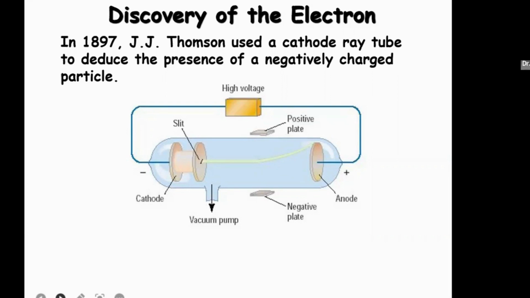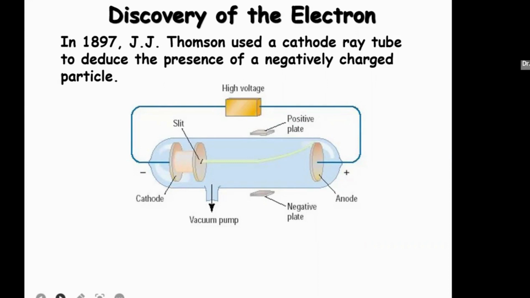Then he put two electrodes inside them. One was anode, one was cathode. He connected them to a battery. The source of current is high voltage. It was around 10,000 volts. The potential difference he applied across the battery was 10,000 volts.